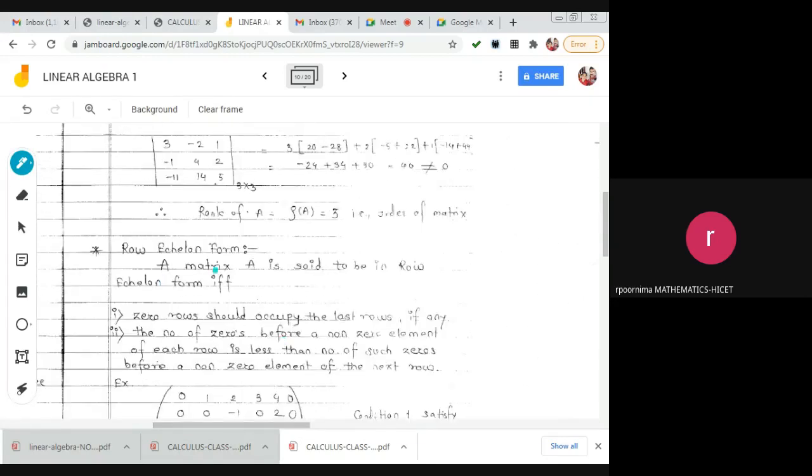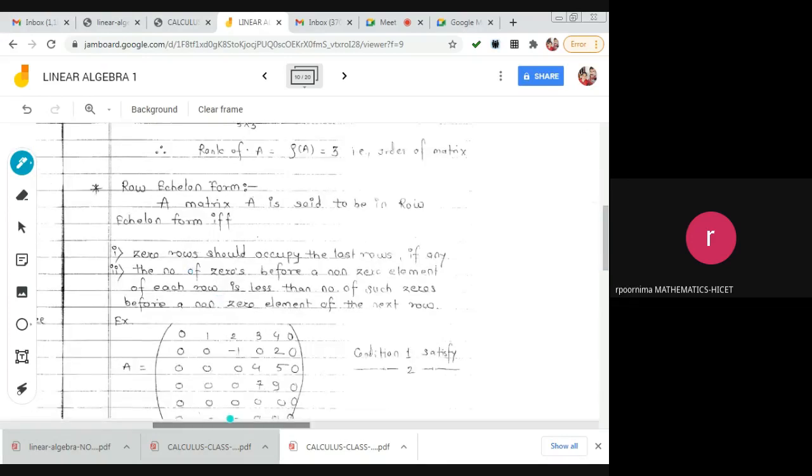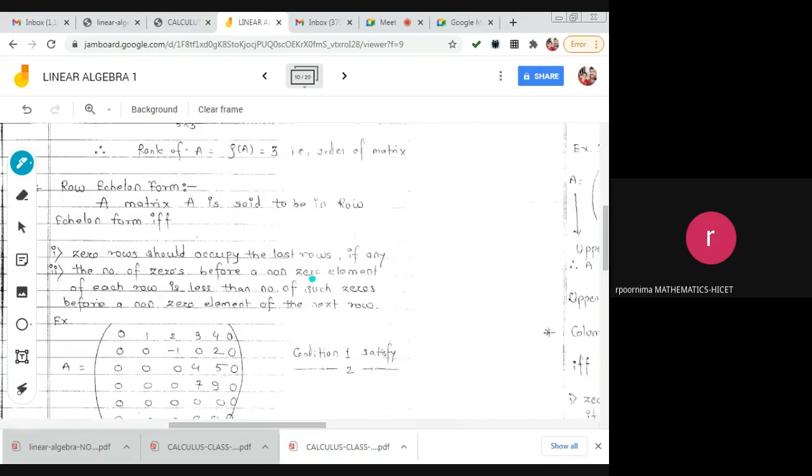The other way is row echelon form. A matrix A is said to be in row echelon form if and only if zero rows occupy the last rows, if any, and the number of zeros before a non-zero element of each row is less than the number of such zeros before a non-zero element of the next row. I am repeating the row echelon form definition.